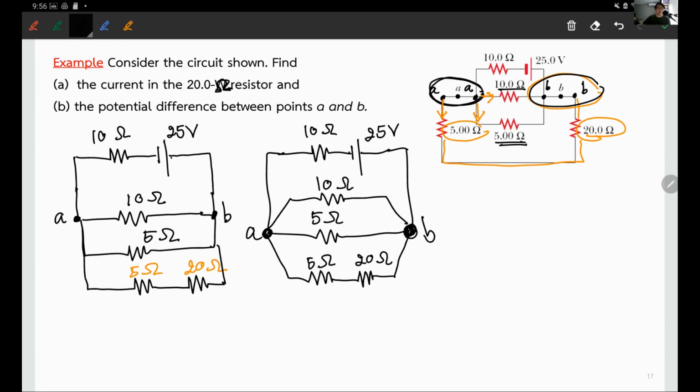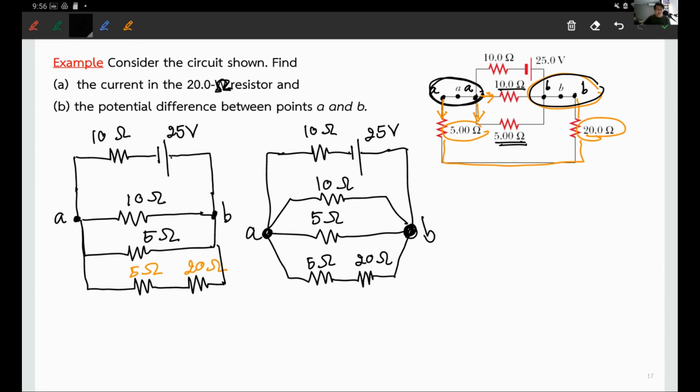Okay, so it depends on what you like. Depends on whatever you want to draw. As long as you keep the configuration the same, it's fine. Okay, here we go. So what's next, guys? What can we do?